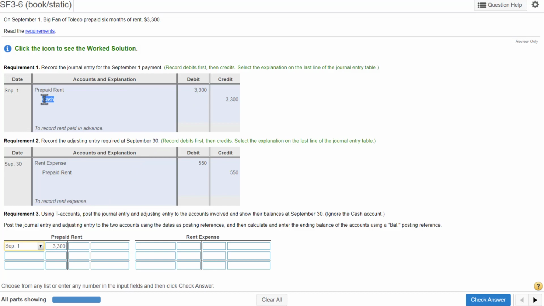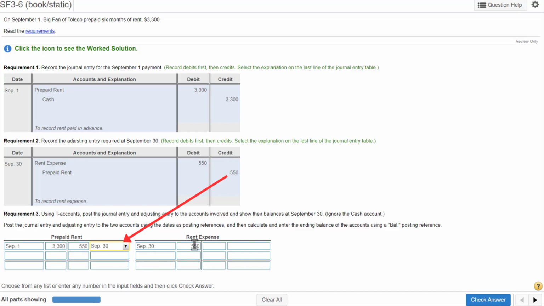So this was as of September 30th. All right, then we do cash, but remember there's no T account for cash, so we skip it. We go down to rent expense. We got $550 debit. So I'm going to post that as a debit to rent expense. And the date is September 30th. And then finally, we've got prepaid rent, $550 credit. So I'm going to post this credit as a credit to the prepaid rent account. That's September 30th.